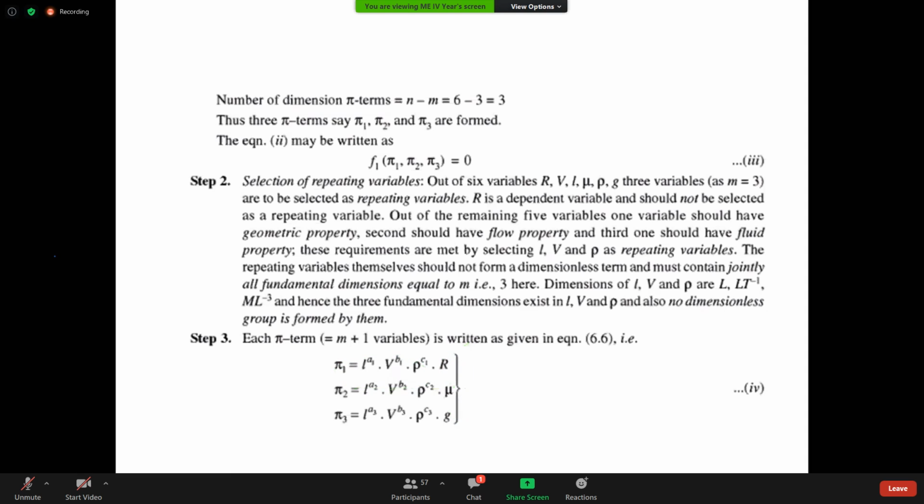For example, in pi 1, I put R. What are the remaining variables? Mu and g are there. Suppose I put mu. What is the remaining? g. The g I have put here. You don't bother about this order. You can put this g here, you can put this R, you can put this mu here.